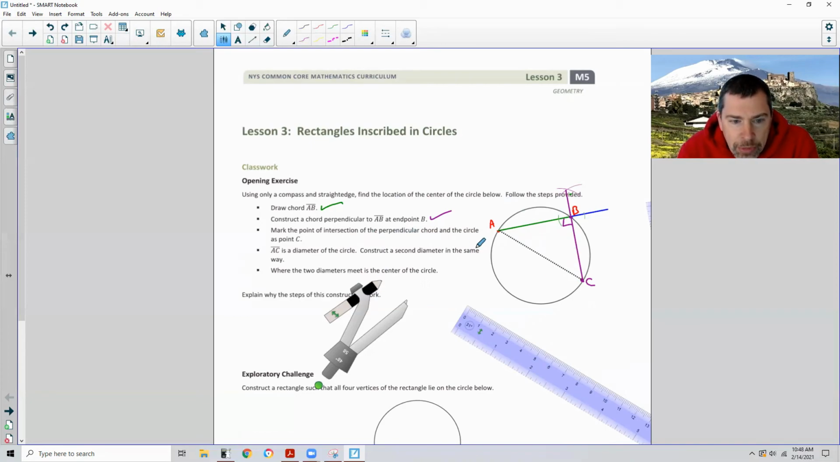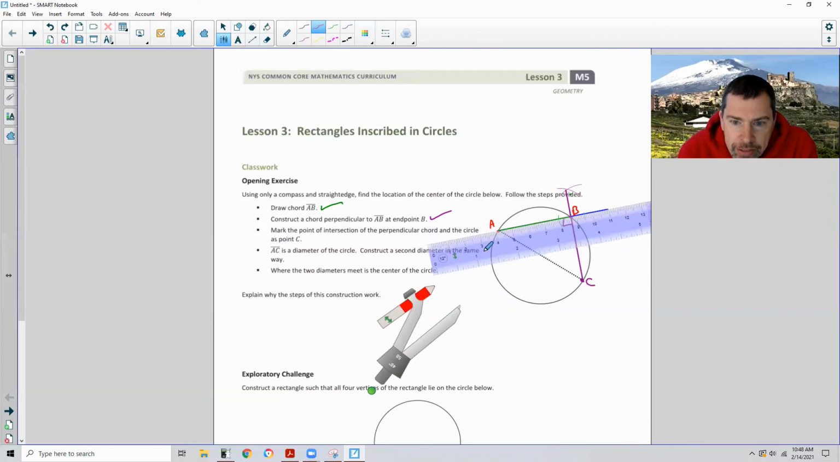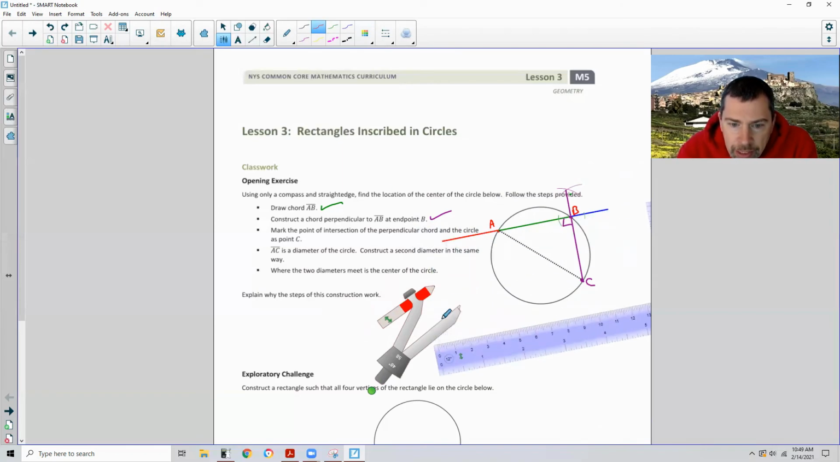Construct a second diameter in the same way. What they mean by that is now I'm going to draw another perpendicular from A down. So I have to extend my green chord again. So if I put this back, line it up as accurately as I can, and this is my extension of AB. And then I take my compass and I put it at A.